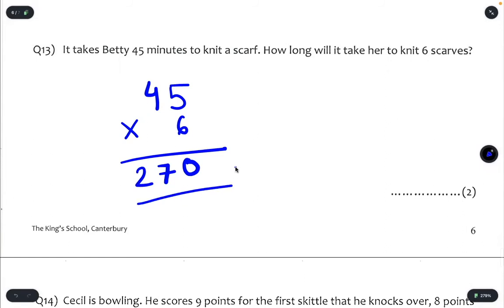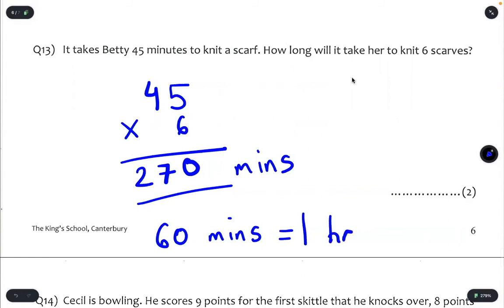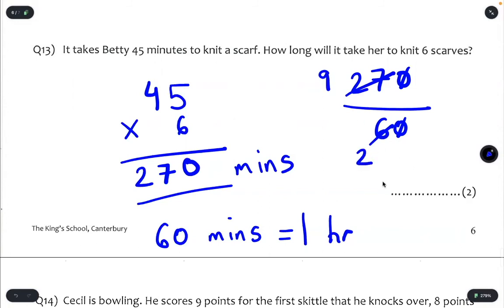So you've got 270 minutes, but you've got 60 minutes in every hour. 60 minutes equals 1 hour. In other words, we need to do 270, the total number of minutes, divided by the number of minutes in an hour. So we can divide top and bottom by 10. We're left with 27 over 6. We can divide top and bottom by 3. Then you've got 9 over 2. And 9 divided by 2 is 4.5. So the answer is 4.5. And the units here are going to be hours. So we can write hours on the end, like so.